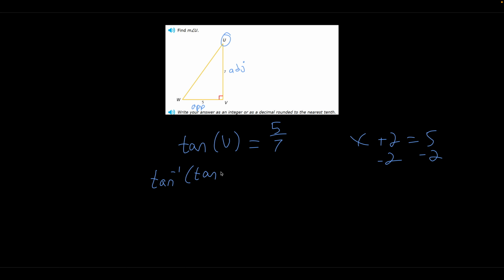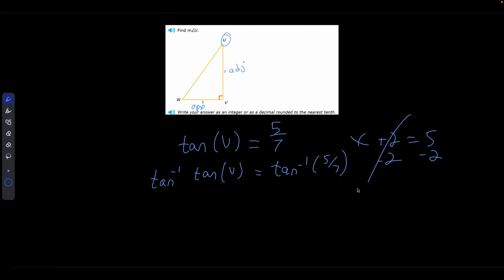So we're going to do the inverse tangent. And just like over here, what you do on one side, you do on the other side. So if I do inverse tangent on the left, I must also do inverse tangent on the right. Just like with the 2's, they essentially cancel out, so they undo each other. Here, the inverse tangent of the tangent goes away, so we're left with U is equal to inverse tangent of 5/7, which is something you can type into your calculator.